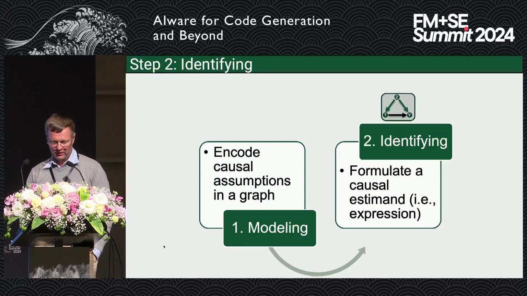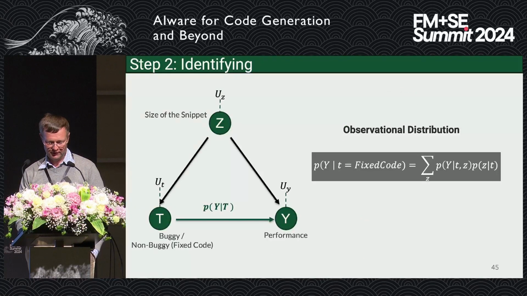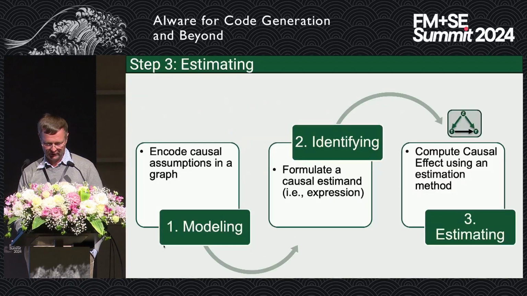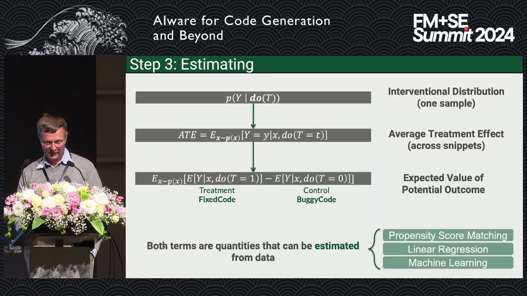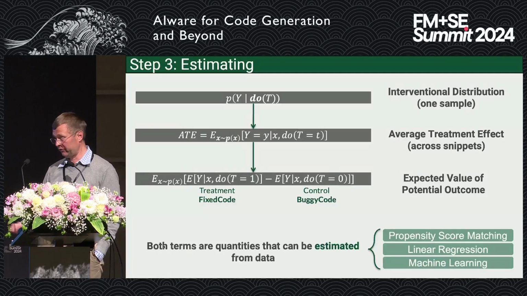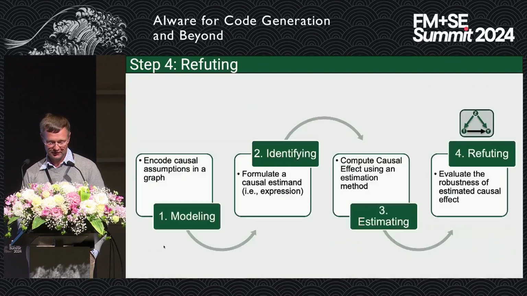So for the other steps, I'm going to just quickly skim, but there is a little bit of math involved here, including graph surgery and other cool things. Then we estimate this causal effect. In our work, we use propensity score matching, but you can use pretty much other things like linear regression or even machine learning in itself.